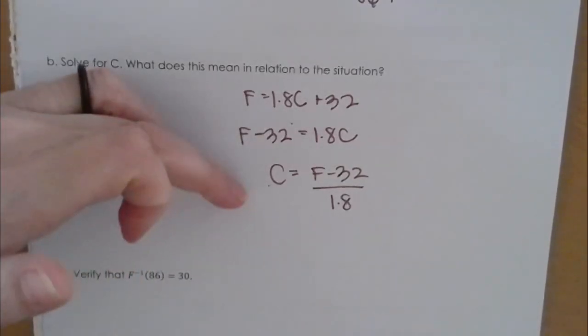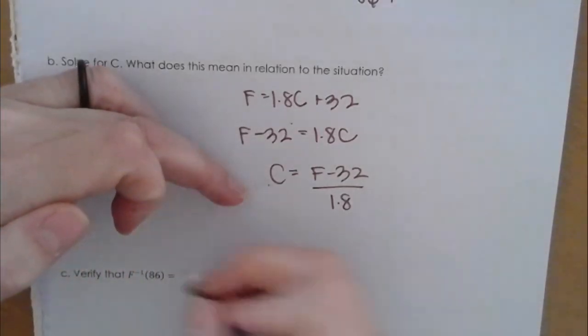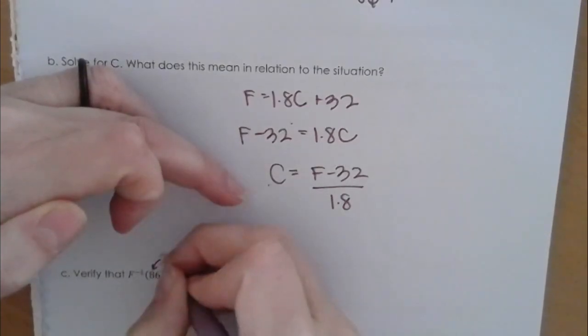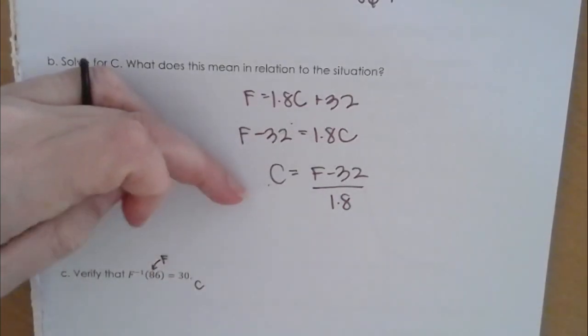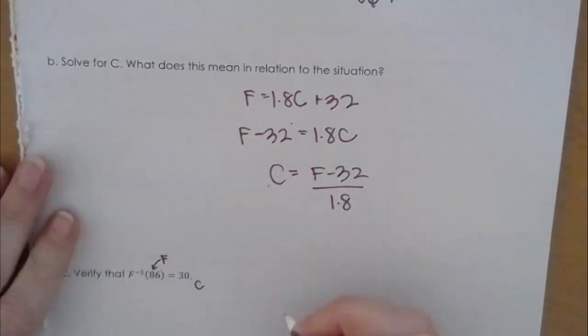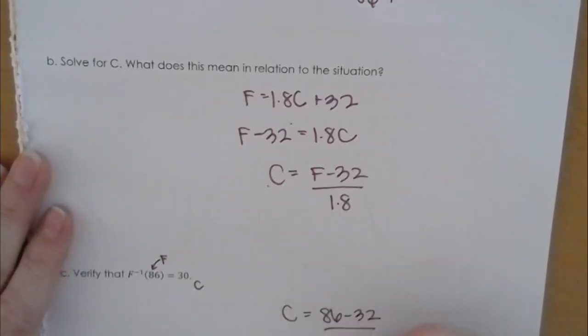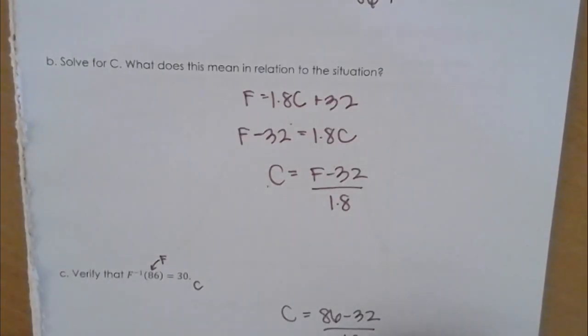So that's where we would use this one right here. So this right here is my Fahrenheit. It's going to output a C of 30. So I put C equals 86 minus 32 divided by 1.8. And then you can put it in your calculator and it should come back out as 30 degrees Celsius.